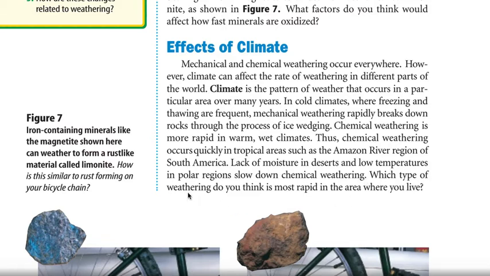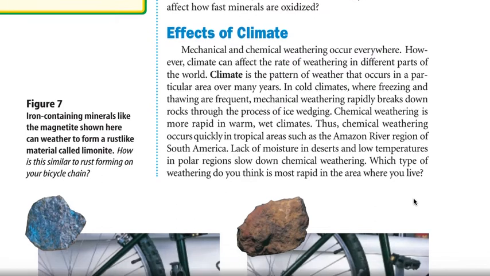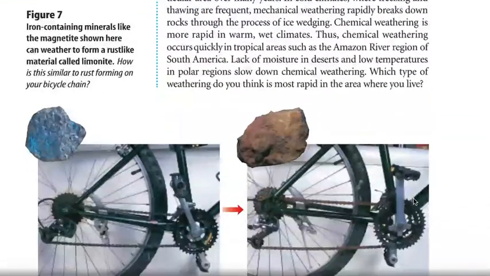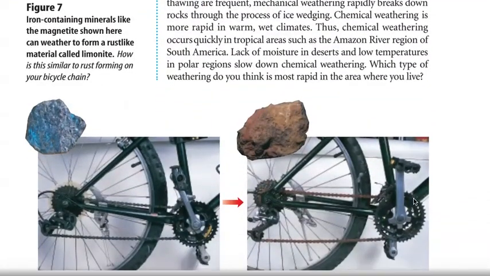Which type of weathering do you think is most rapid in the area where you live? Let's think about that. We're in Maine, we have winter, we have spring, we have many potholes. Which type of weathering would that be, where ice is affecting it?